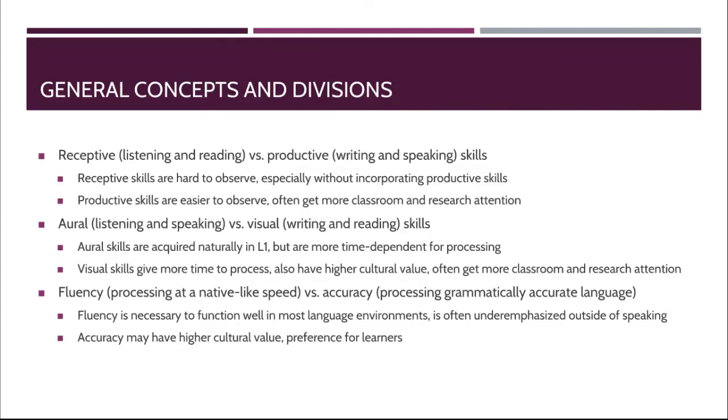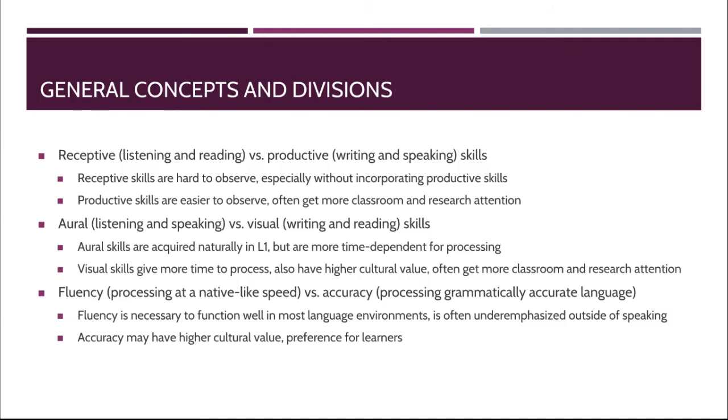So we'll talk about some general divisions between the skills and how we're going to think about them differently here. We have receptive skills, which are listening and reading, versus productive skills, which are writing and speaking. Receptive skills are harder to observe. They happen inside your brain. It's hard to record how well you're listening, so it often requires some productive skills to measure and observe a learner's receptive skill progress. Productive skills are easier to observe, and for that reason they tend to get more classroom and research attention.